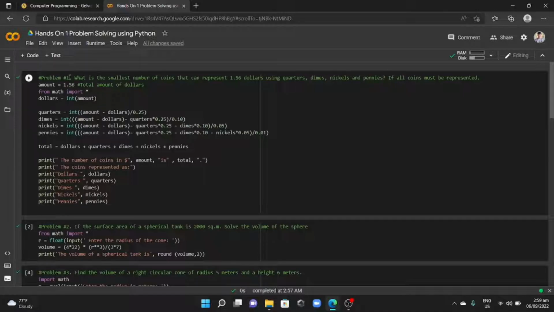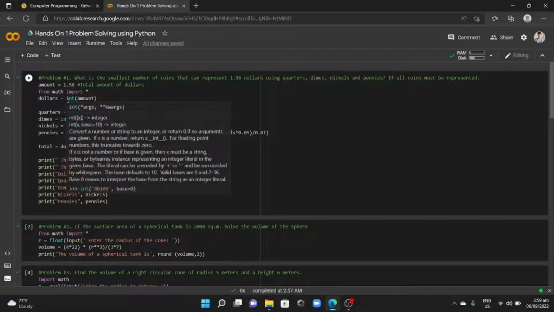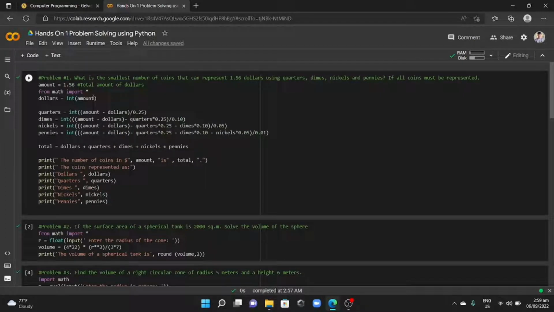Our problem number 1. What is the smallest number of coins that can represent $1.56 using quarters, dimes, nickels, and pennies if all coins must be represented? So the total amount of dollars is 1.56. Our code will be from math, we are going to import all the functions. And then dollars is equal to int(amount).